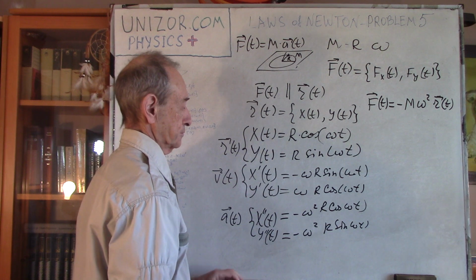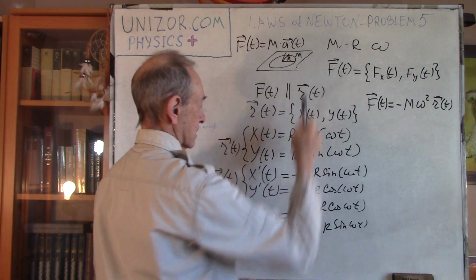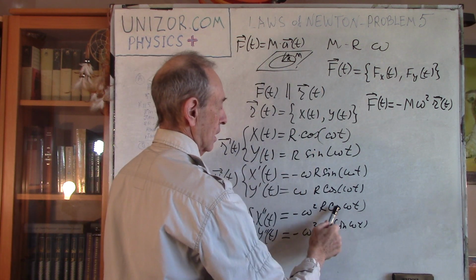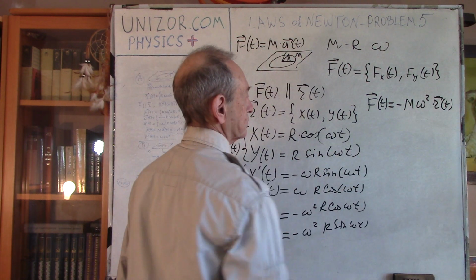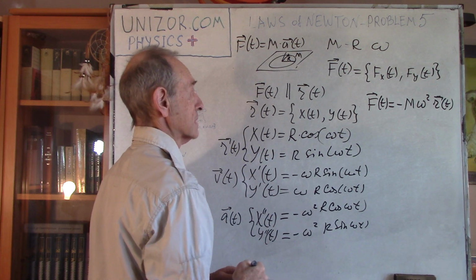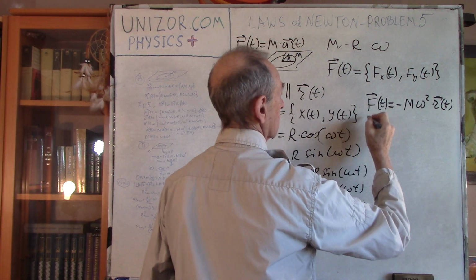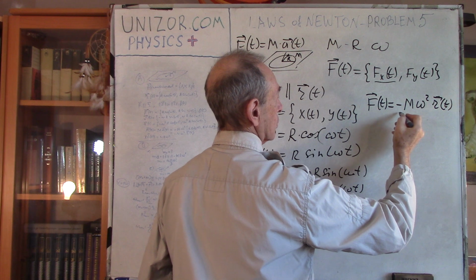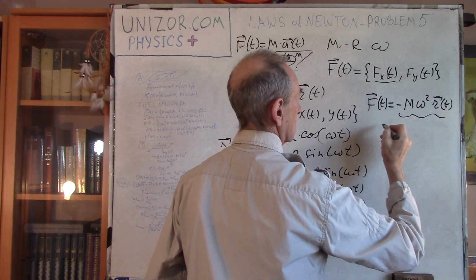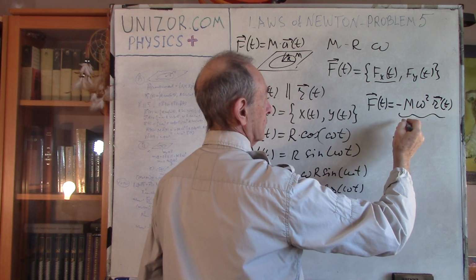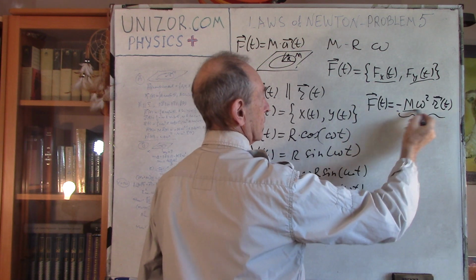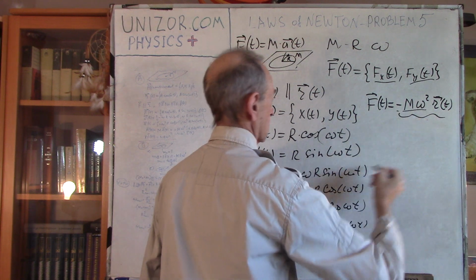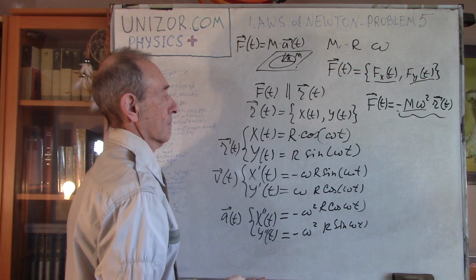Mass times acceleration, minus omega square, and r cosine and r sine are exactly the same as these ones. So this is basically what we need. So Fx equals this times cosine of omega t, and this coefficient times sine of omega t.